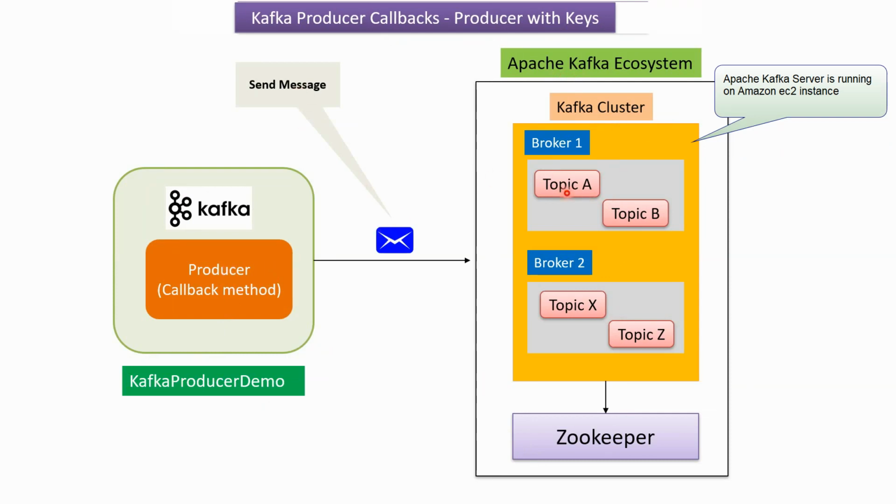Once the message is successfully posted to the Kafka topic, the callback method related to the producer will be called. In the callback method, we can print information like in which topic, which partition, and in which offset the message has been stored.